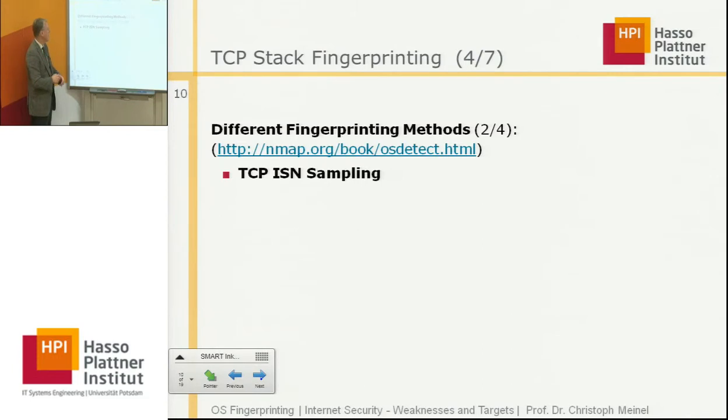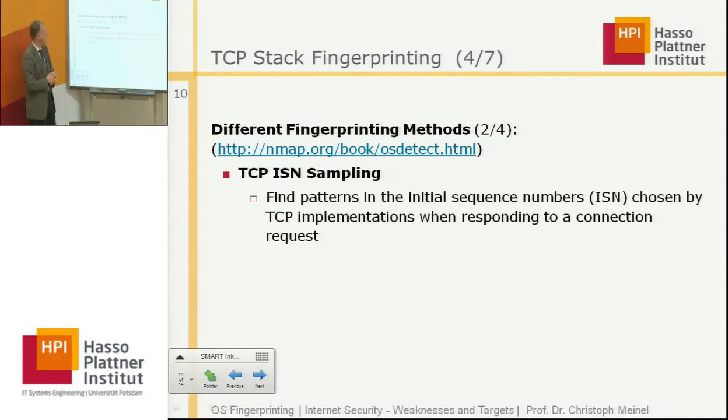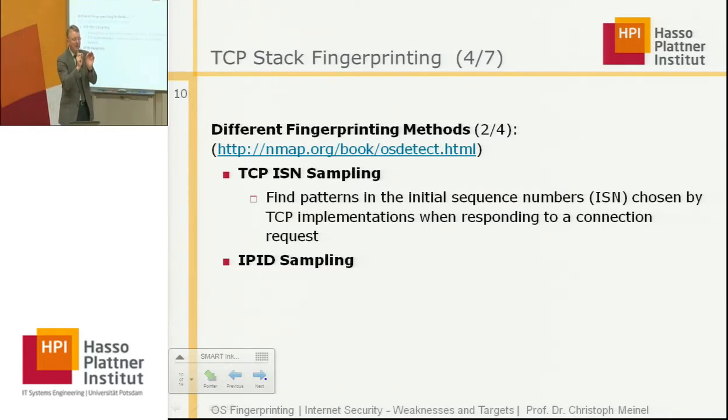There are more methods, for example TCP ISN sampling: find patterns in the initial sequence number, the ISN, chosen by the TCP implementations when they respond to connection requests. You remember the sequence number helps TCP to bring the packets in the correct order. The way this mechanism is implemented, how the initial sequence number is selected and how the steps are done, is different for the different operating systems.